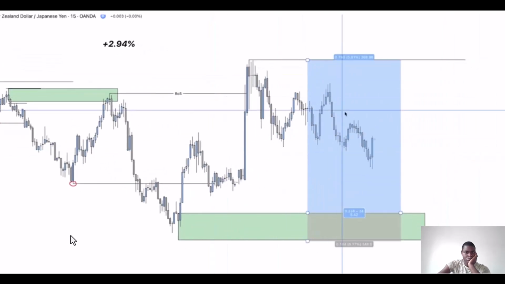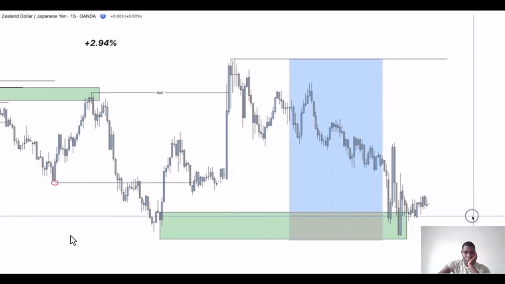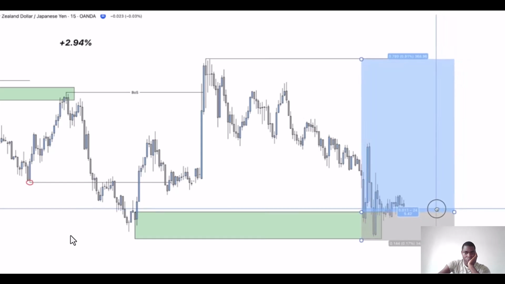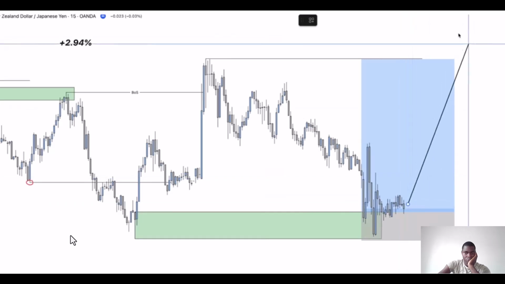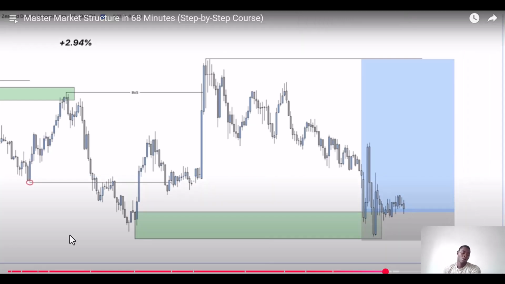So we see internal structure, market's not really doing too much at the moment. Then we come down into this area of demand. So the trade is then going to be triggered at this point. Now you're in a position where, number one, the market goes up and you win. Number two, the market goes down, and that's going to reshift the trend and provide you with a new opportunity to go the other way and sell.